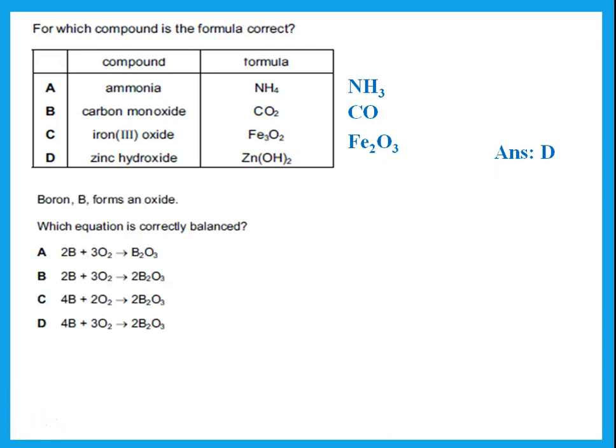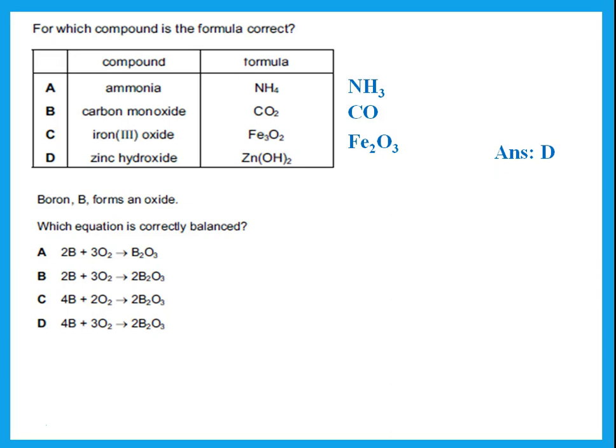Okay. Boron forms an oxide. Which equation is correctly balanced? Again, let's check to find that they have the correct formula, and then we check to see if it is balanced. So in all of them, boron is not diatomic, so boron stands on its own. Oxygen is diatomic, so oxygen has to be O2. And if you look at the periodic table, boron is in group 3, so it has a valency of 3. So the valency of boron is 3 and the valency of oxygen is 2, so all of these are correct.